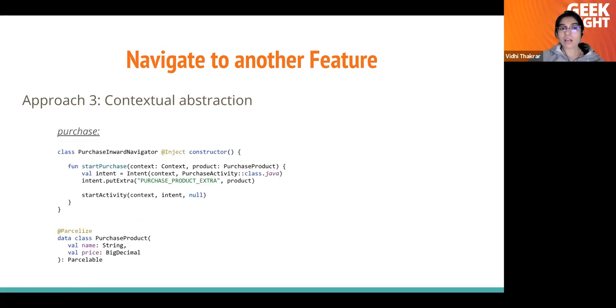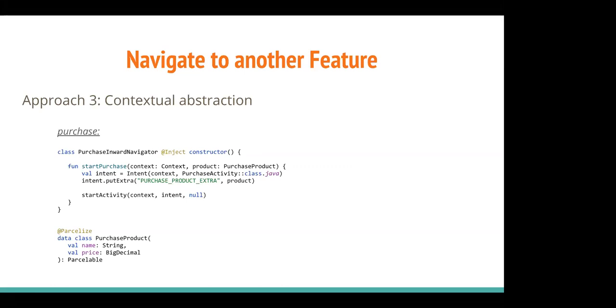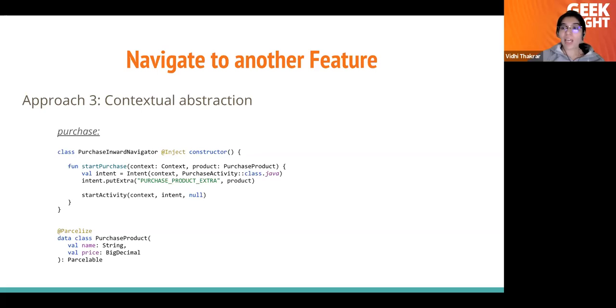Let's see how it is going to look from the purchase module perspective. Inside the purchase, we will have one service, which is the purchase inward navigator. This is the abstraction exposed by the purchase module. Here it will have one particular contract, which is nothing but startPurchase, and inside that we can see it is taking context. Instead of accepting the product domain model, I am accepting the purchase product domain model.